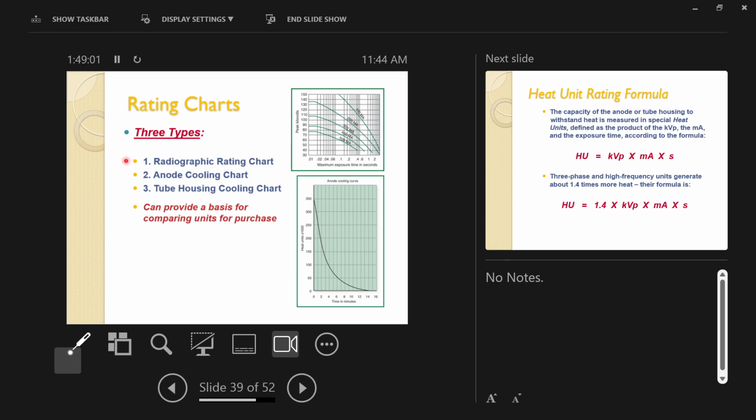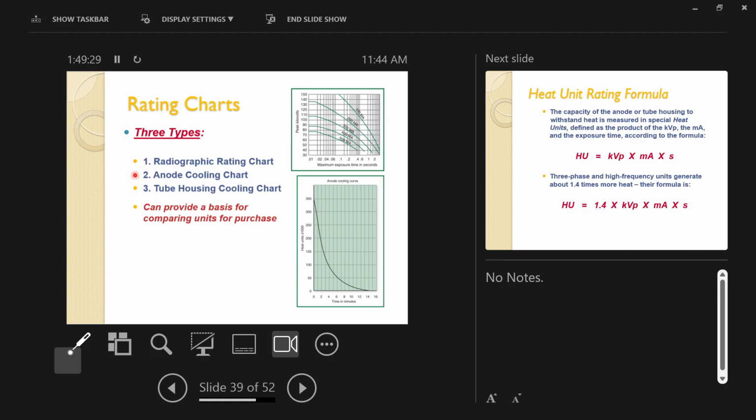Radiographic rating charts show us the maximum kVp, mA, or exposure time. Give me two of those things and I can tell you the maximum for the other one. There are also anode cooling charts and tube housing cooling charts. These say that given an exposure that we made, we can calculate how much heat is produced, and we can say how long we have to wait before we make the next exposure, which will produce more heat.